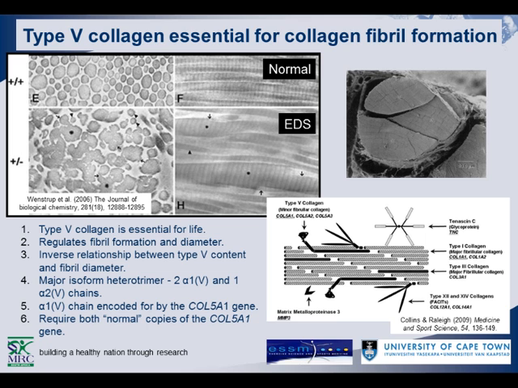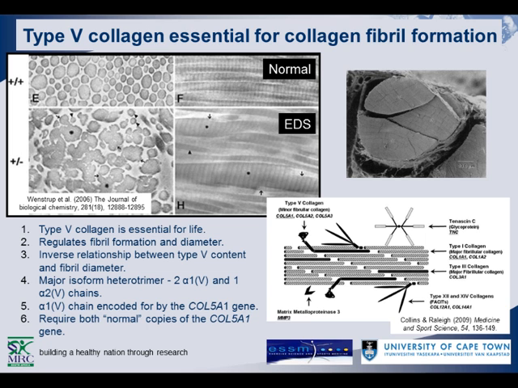Loss of both copies of your type 5 collagen gene is embryonically lethal, and it is found that type 5 collagen regulates fibril formation as well as diameter, so it plays a very important role in the rate limiting step of fibril formation. And there's an inverse relationship between type 5 collagen content within a tissue and the fibril diameter, such that if you have a higher type 5 collagen present, your fibril diameters will be smaller.